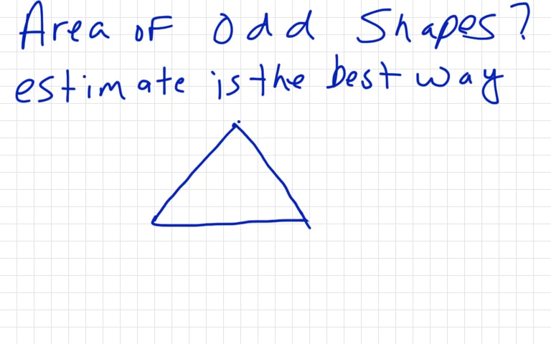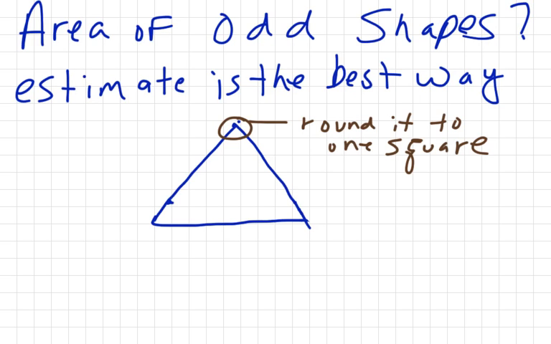Once you see little things like this, you have to estimate, because you have to take this square and this little part of a square and put them together and count them as one whole square. The same thing you would do here. Let me change my color. This part here is not a whole square, but you would have to round it to one square. And then here, these little two squares, you would have to put together to make one square unit.